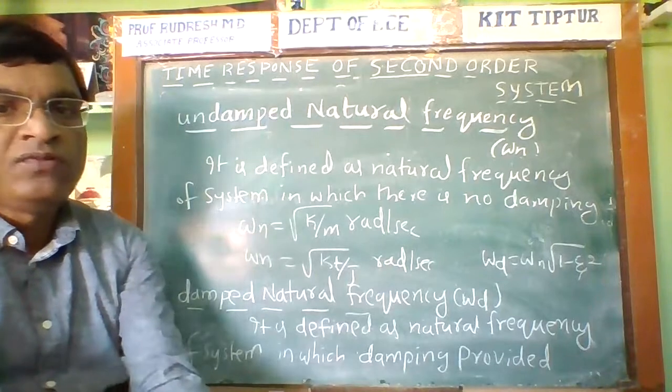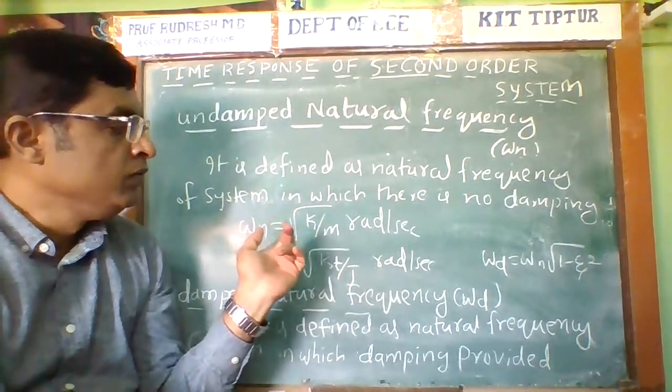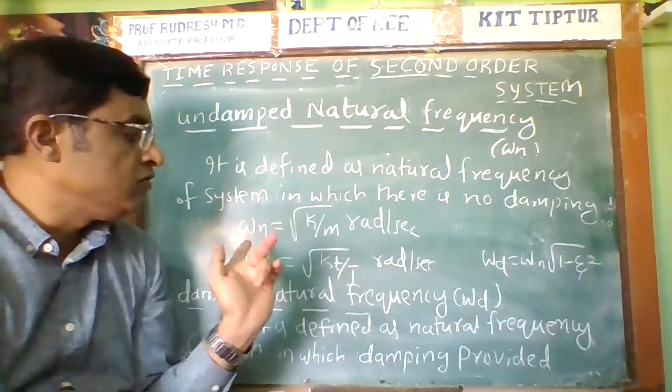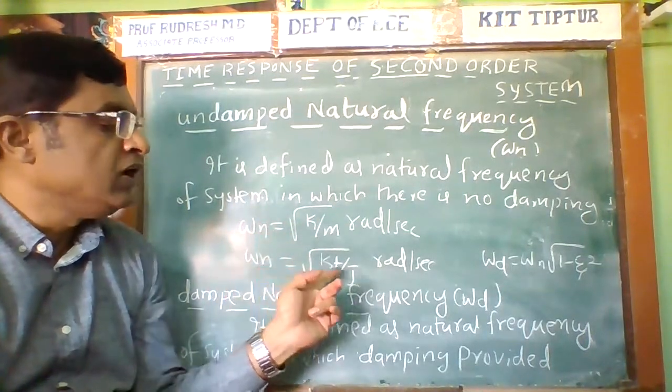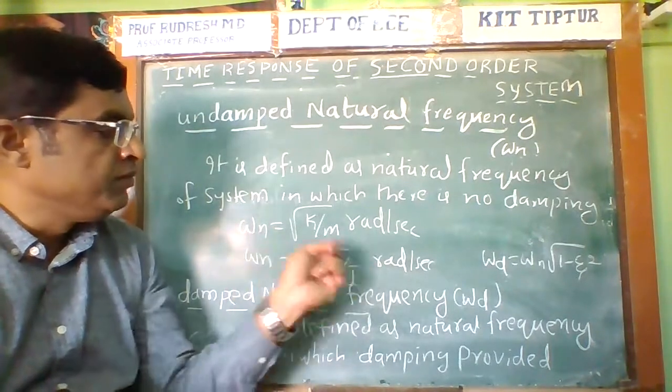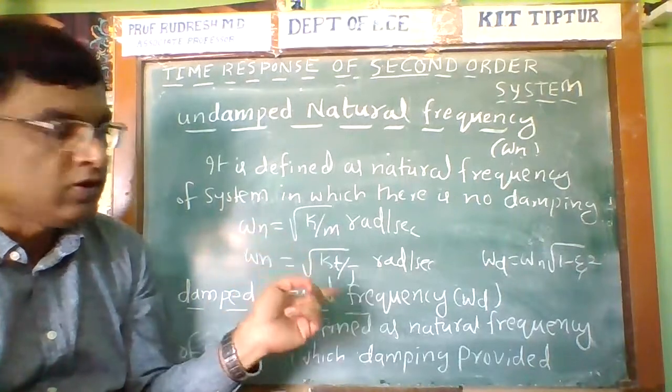Now what is the value? W of n is equal to square root of k by m. This is for the mechanical translational system. W of n is equal to square root of kt by moment of inertia J, in radians per second. This is for the mechanical rotational system.